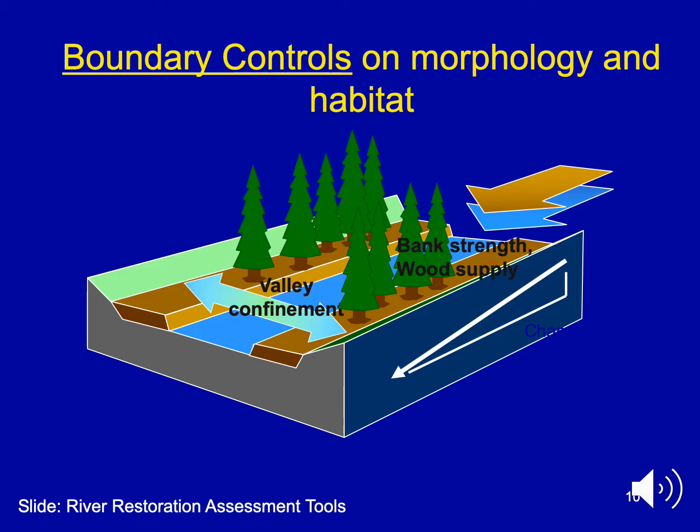Natural boundary controls are generally the valley confinement, bank strength, and your wood supply. Wood provides a lot of erosional resistance and forcing mechanism. I like to think of a road crossing as often another local boundary control that we put into the river system, and that affects your morphology as well.